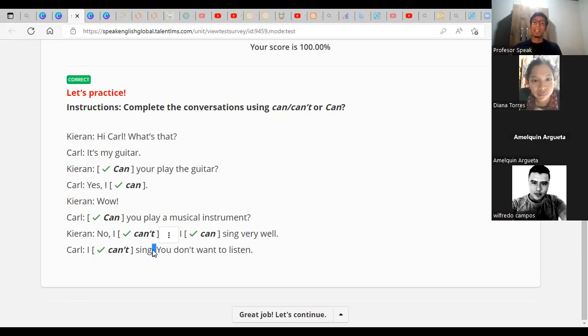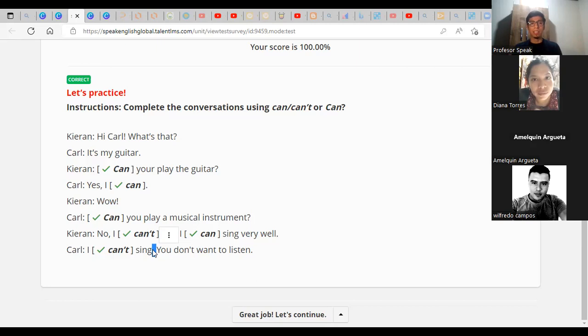Okay, very good. So, okay, guys. So, one more time, and then I'm going to role play this with Amelkin, okay? But Diana and Wilfredo, you have another chance to role play. Okay, there is a difference between read and role play. Read is complete the conversation using can't, or can. That is reading, okay? But role play is, hi, Carl, what's that?